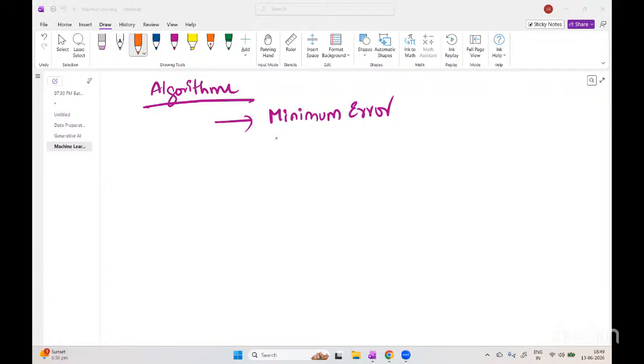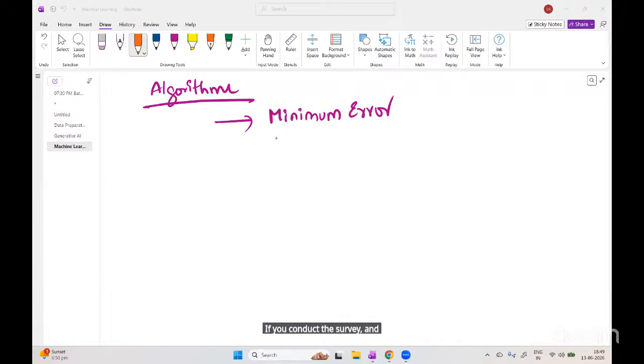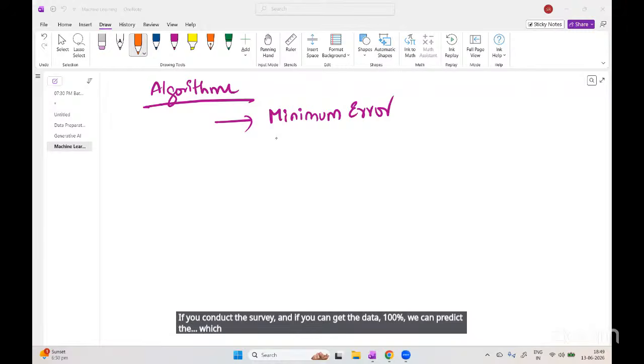Next, Prem Sagar is asking, sir, will you provide a project on which party will win, or IPL prediction or something? If you have the data with you, the past data, collect the data and automatically we can do that particular prediction also. If you conduct a survey and get the data, 100% we can predict which party will win. Data is more important.